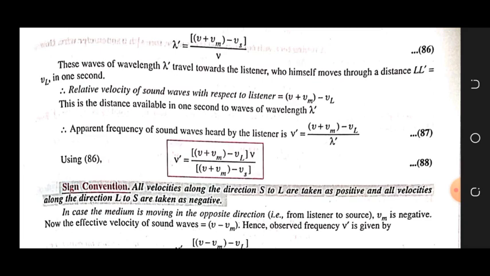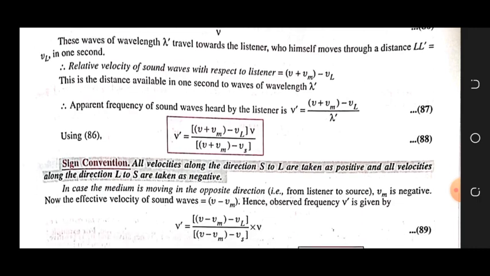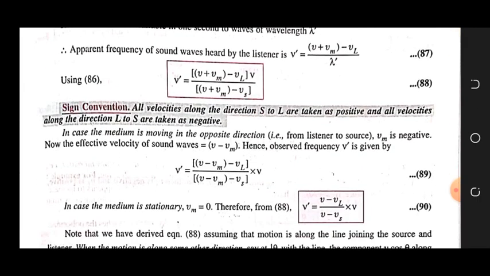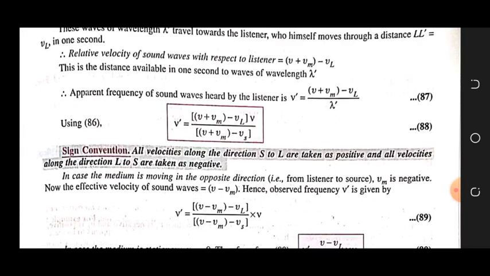So we can see finally this formula in brackets is given by equation number 88. This is now the general expression for the calculation of frequency, but to make it more general, we are just putting a plus-minus sign wherever you are getting plus or minus.